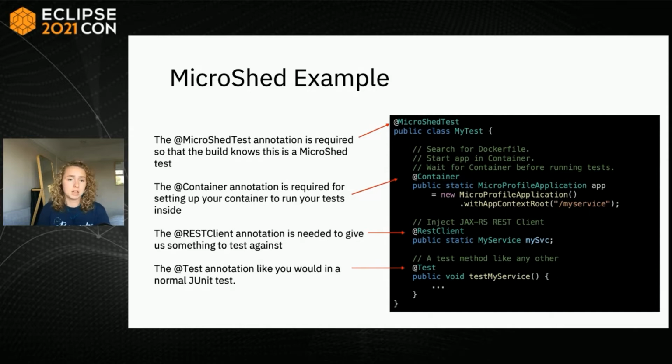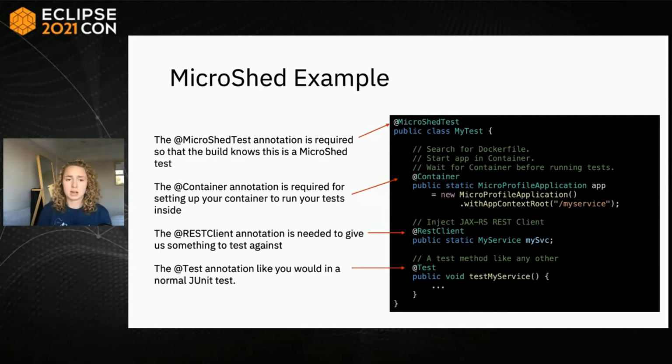The main annotations that you'll probably need to use if you're thinking about using Microshed testing are the @MicroShedTest annotation, the @Container annotation, the @RESTClient annotation, and the @Test annotation. The MicroShedTest annotation is basically required so that the build knows that this is a Microshed test. The @Container annotation, which you can see slightly lower down in our code sample here, is required for us to be able to set up a container to actually run our tests inside. So kind of an important one considering the purpose of this testing.